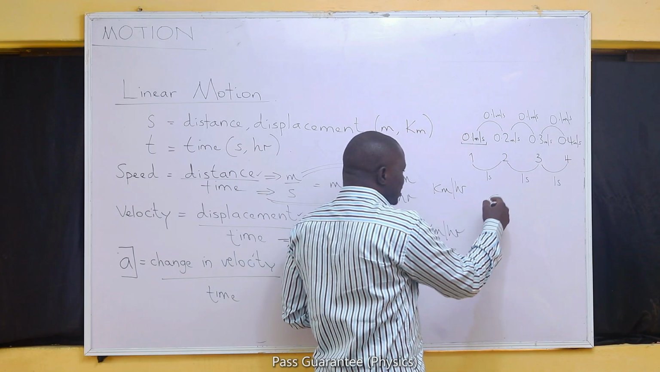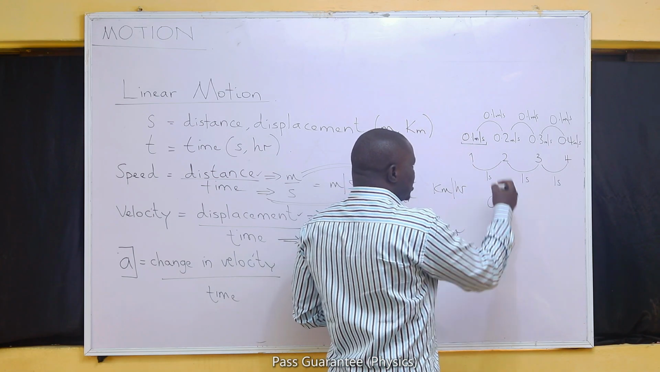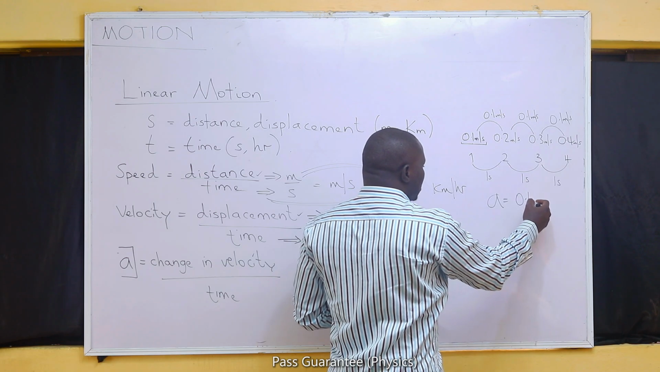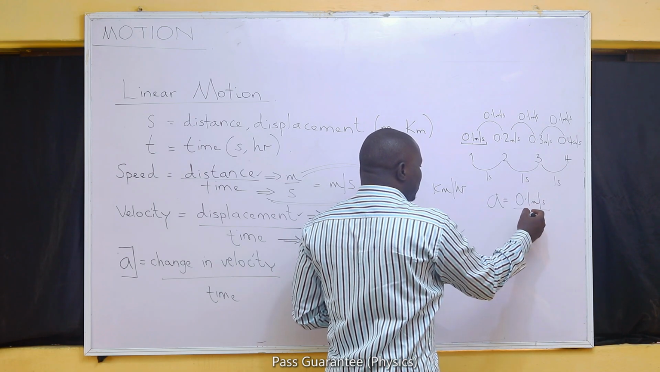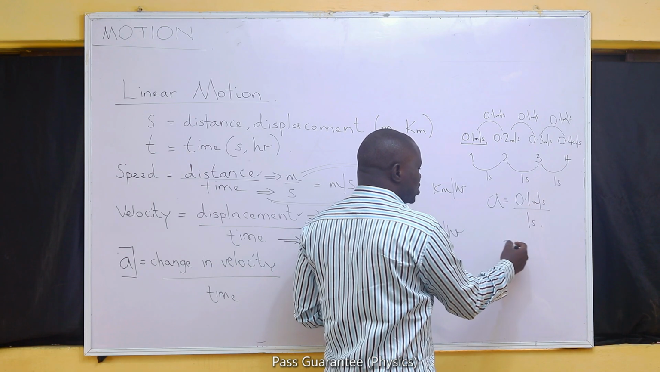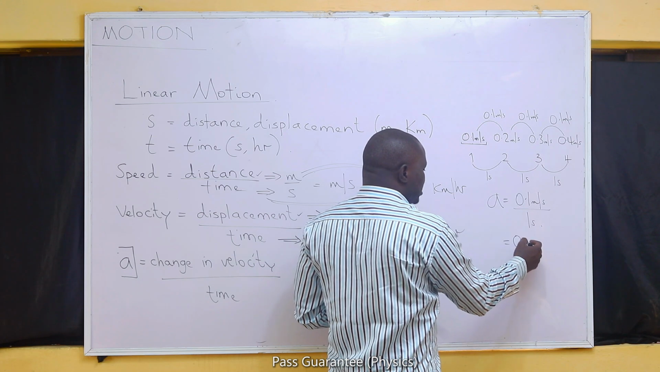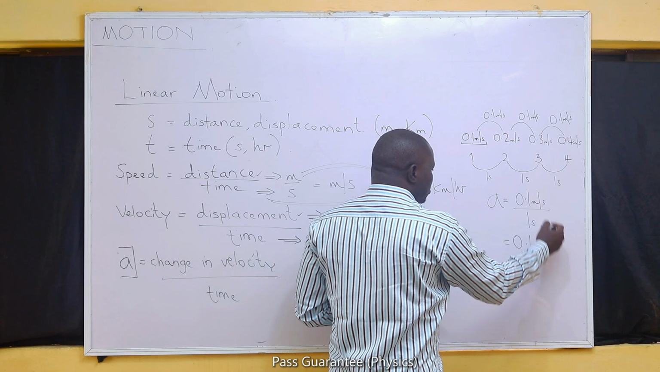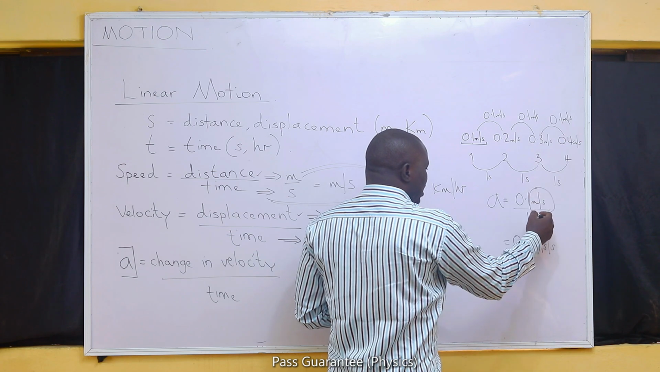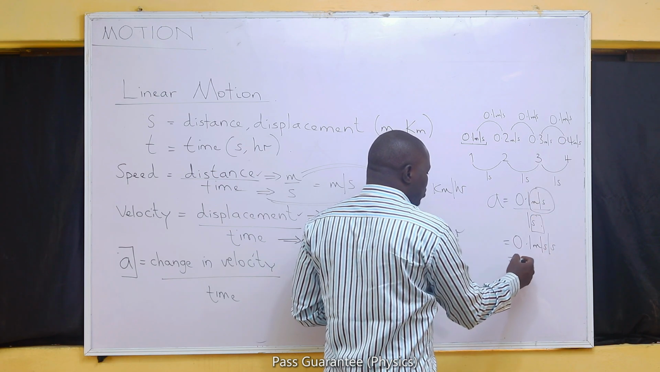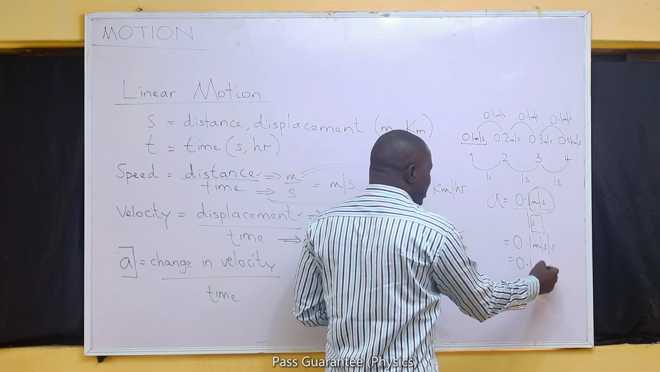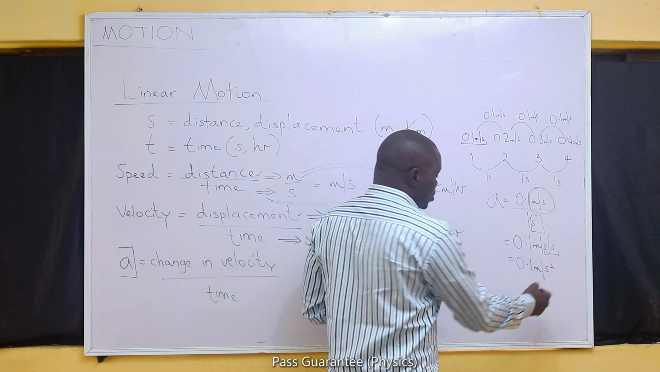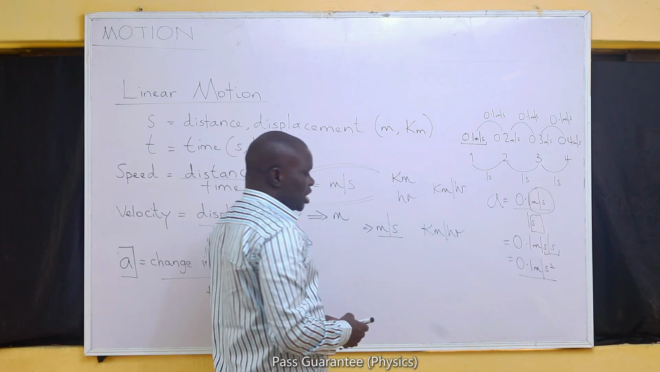Therefore, I can easily say that the acceleration is the change in the velocity. The change in the velocity here is 0.1 meters per second every 1 second. So the acceleration, therefore, will be expressed as 0.1 meters per second, then per second. If we bring that together, we should have 0.1 meters per second squared because we have 2 per second here. So this is the acceleration.